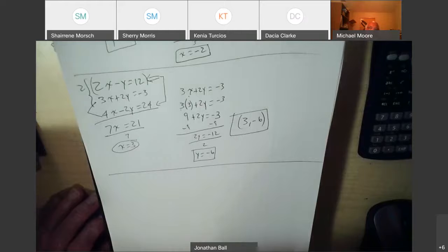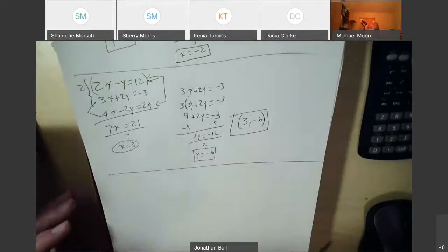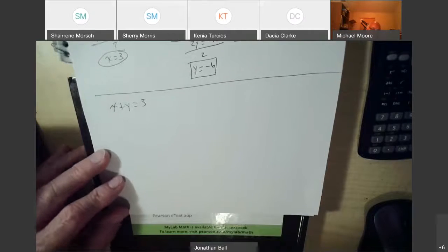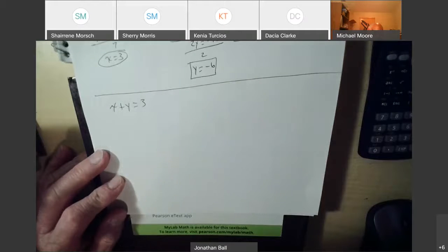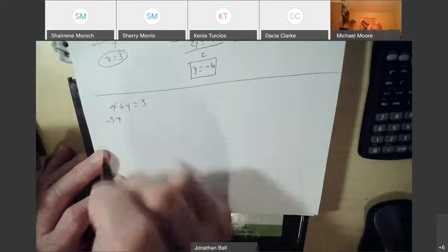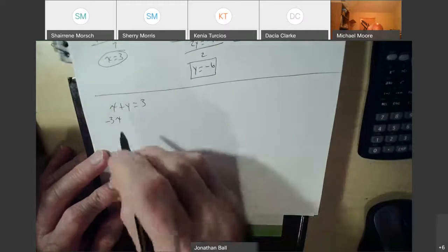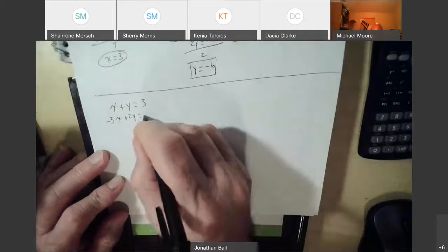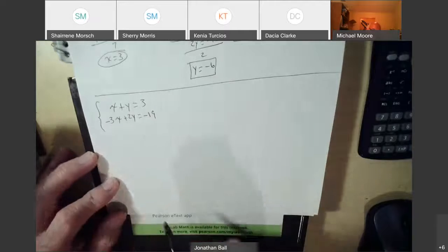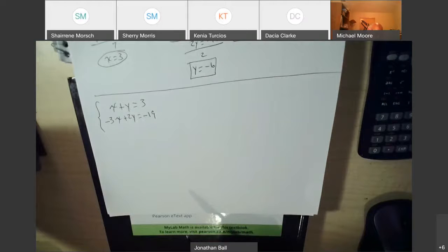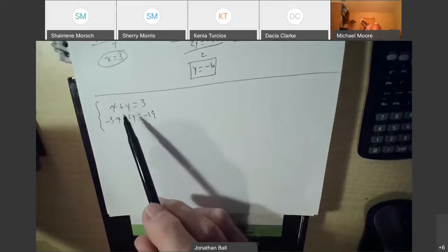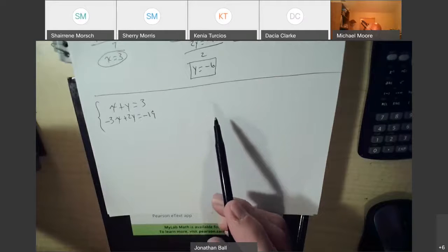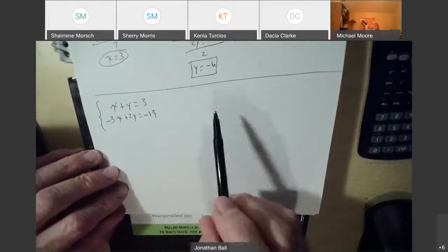Let's see. X plus y equals 3. Negative 3x plus 2y equals negative 19. System of equations. Now, what can we multiply or divide in one of these equations or the other? And like I said, sometimes you have to do both equations. But this one we can do, what can we do?